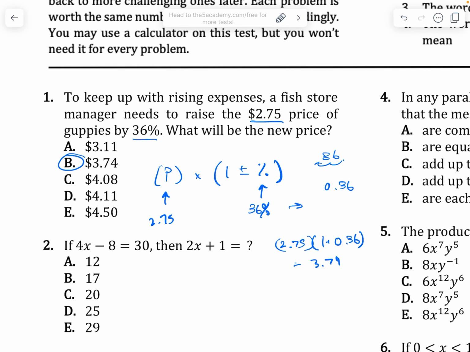So you can see it's really just the same thing as 2.75 times 1.36, which just happens to be 1 point, whatever that percent increase is. If it was a percent decrease, this would be a minus, okay? So if it's a percent increase, it's a plus. So again, plus here because it was increased, but if it was decreased, it would be a minus.